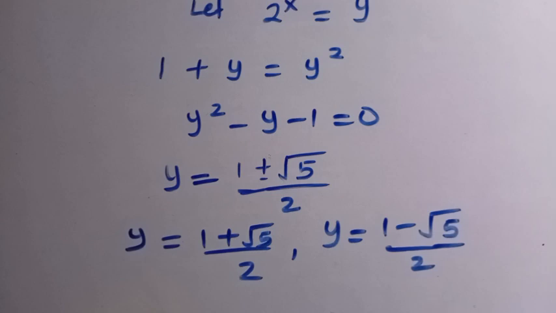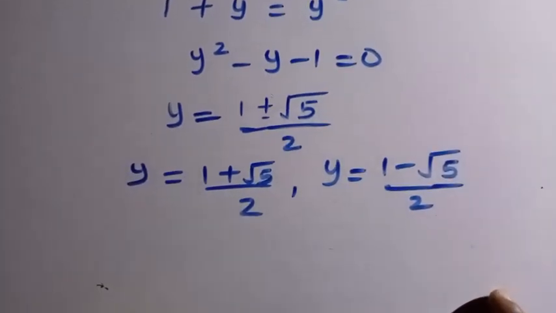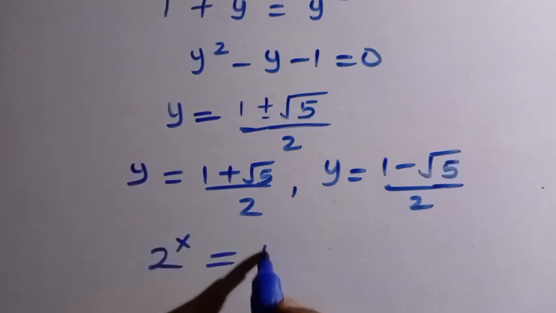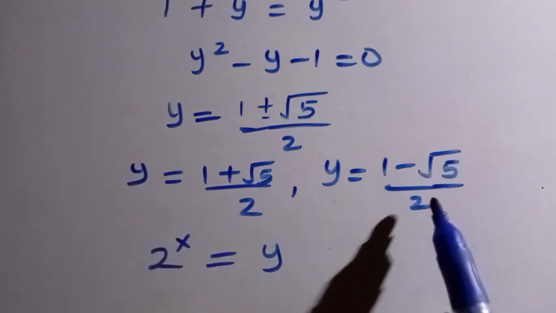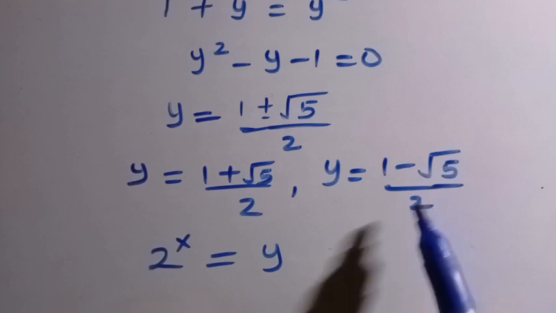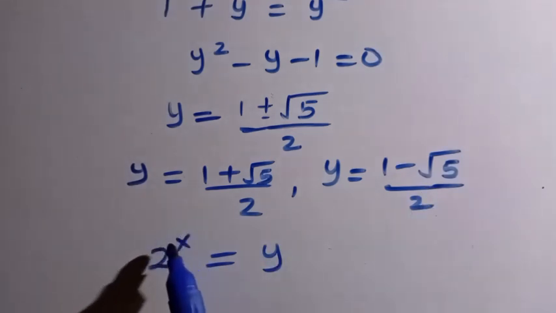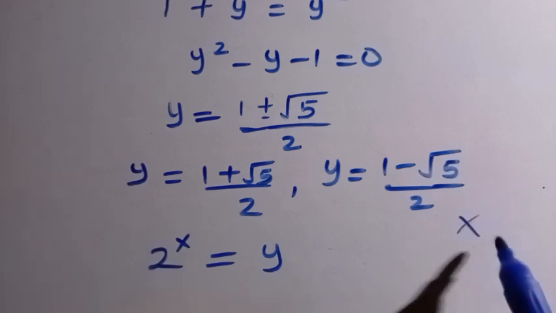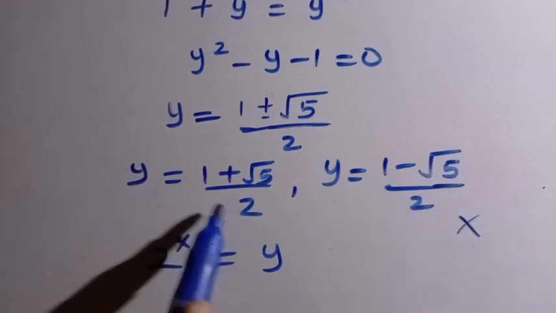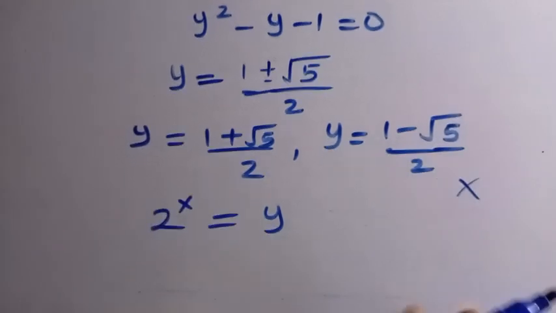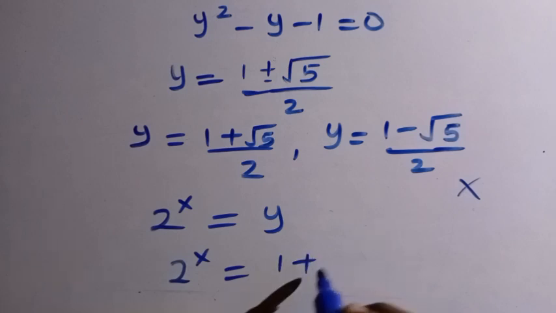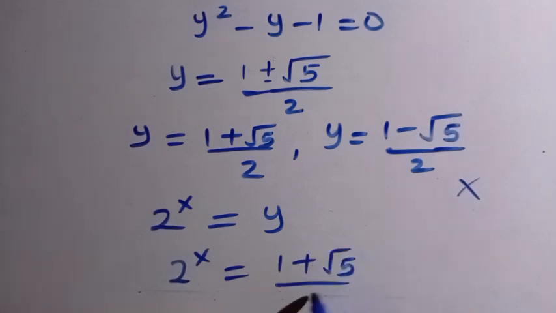If these are the two values of y, then we need to get x. We have to recall that 2 power x equals y. So let's try to consider this. Here it always gives negative, and no matter what value of x we plug in, 2 power x can never be negative. So we are going to reject this answer and go for only this one, because this always gives a positive result. By this we have 2 power x equals 1 plus square root of 5 divided by 2.